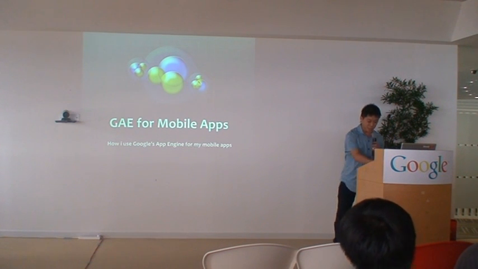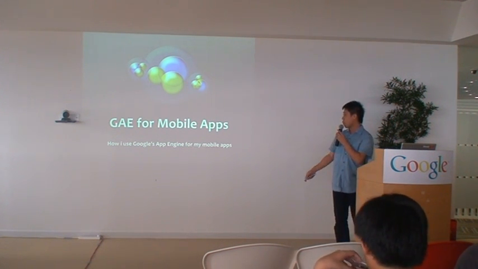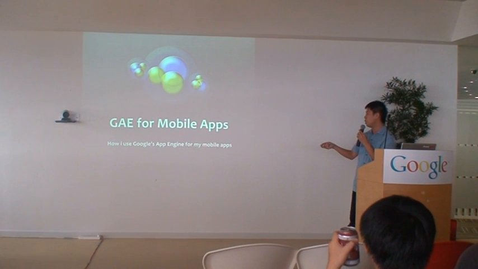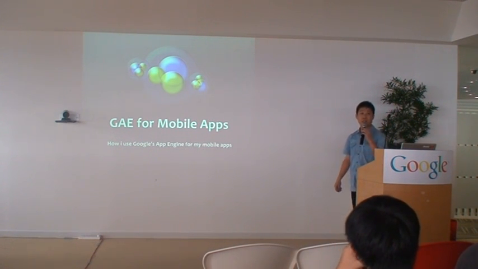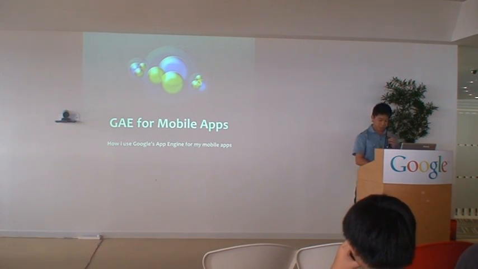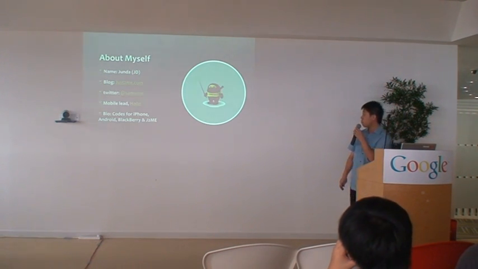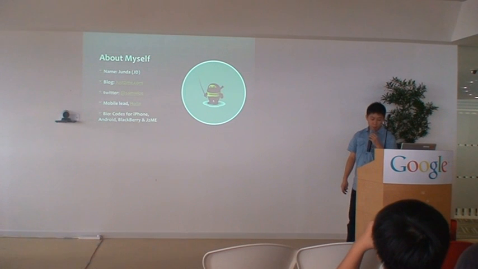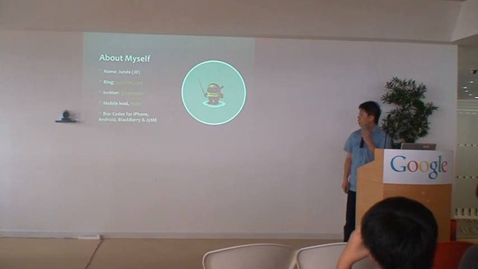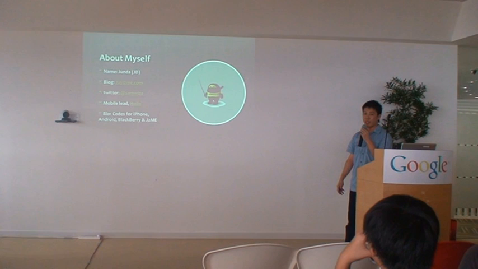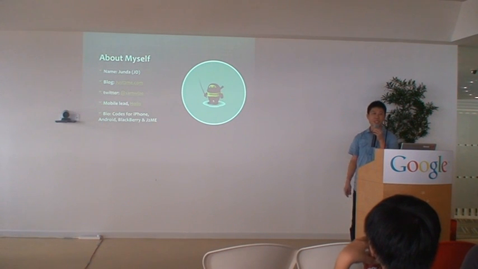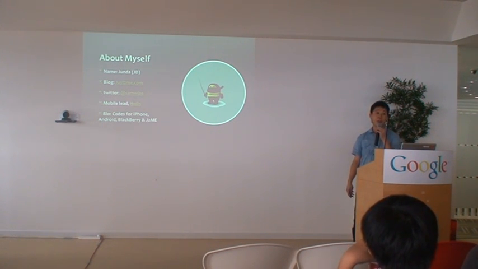But I'm still here. And if you look at the title of my presentation, I stress that this is how I use Google App Engine for my applications. It's really a personal experience that I want to share with all of you. A bit more about myself. My name is Jun Dao, you can call me JD. My full time job is working with Hoyo. I'm a mobile lead in this company. A short developer bio is that I'm a person who codes for the iPhone, Android, BlackBerry, and jQuery. So from that, you can see that actually I'm a mobile developer more than a web developer.